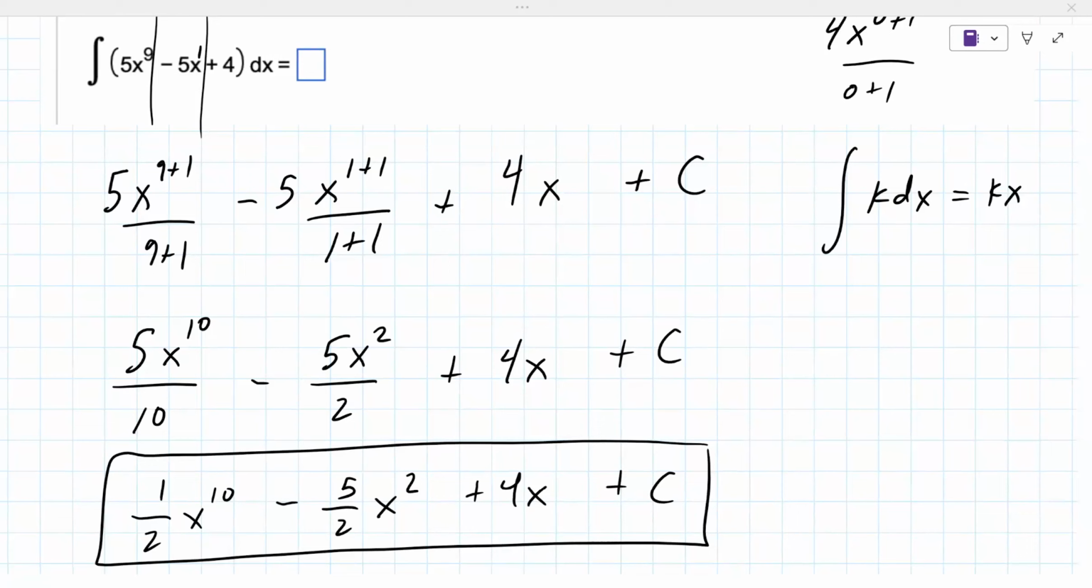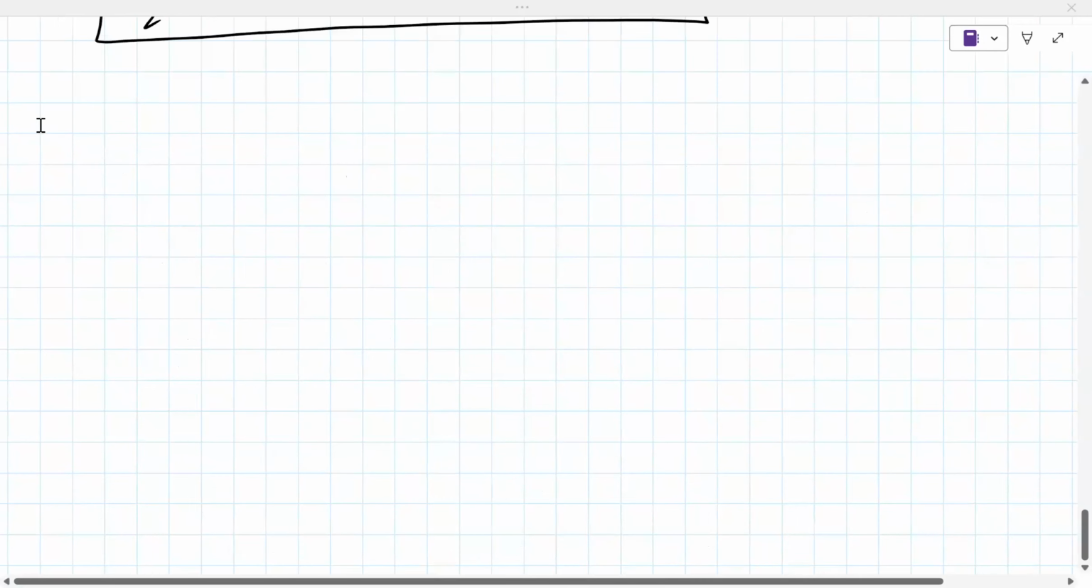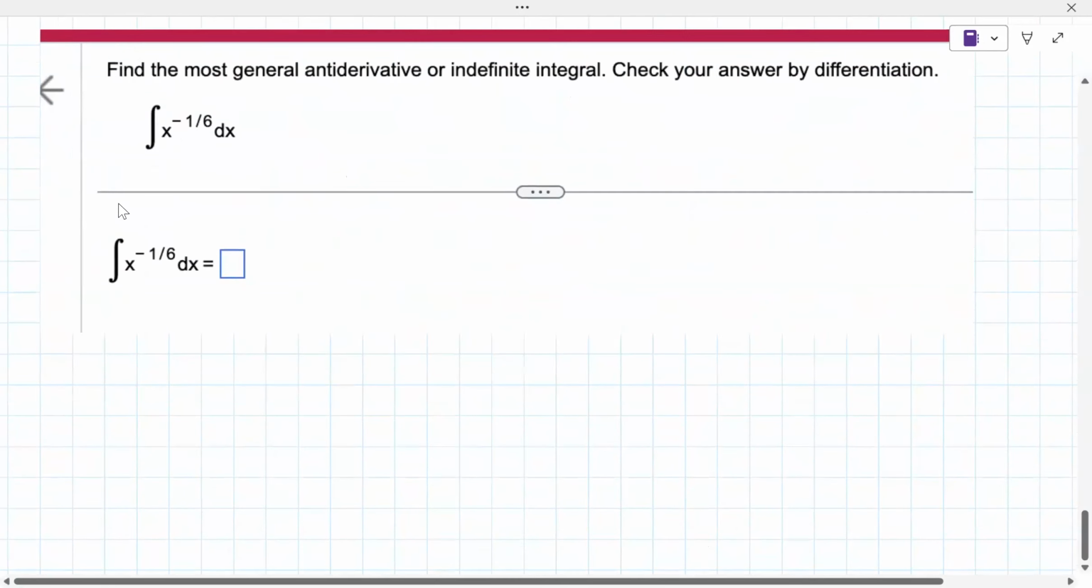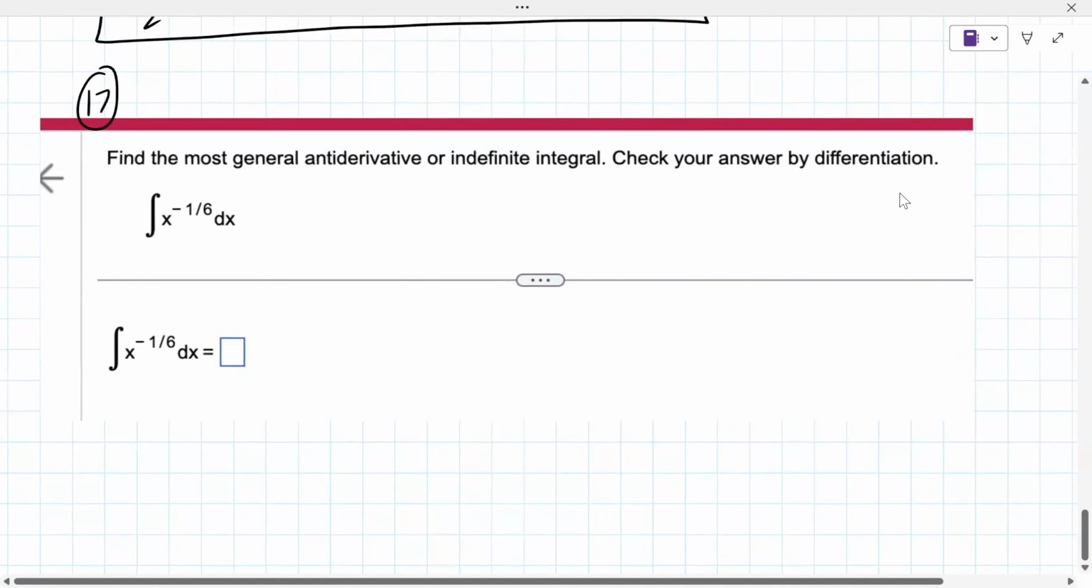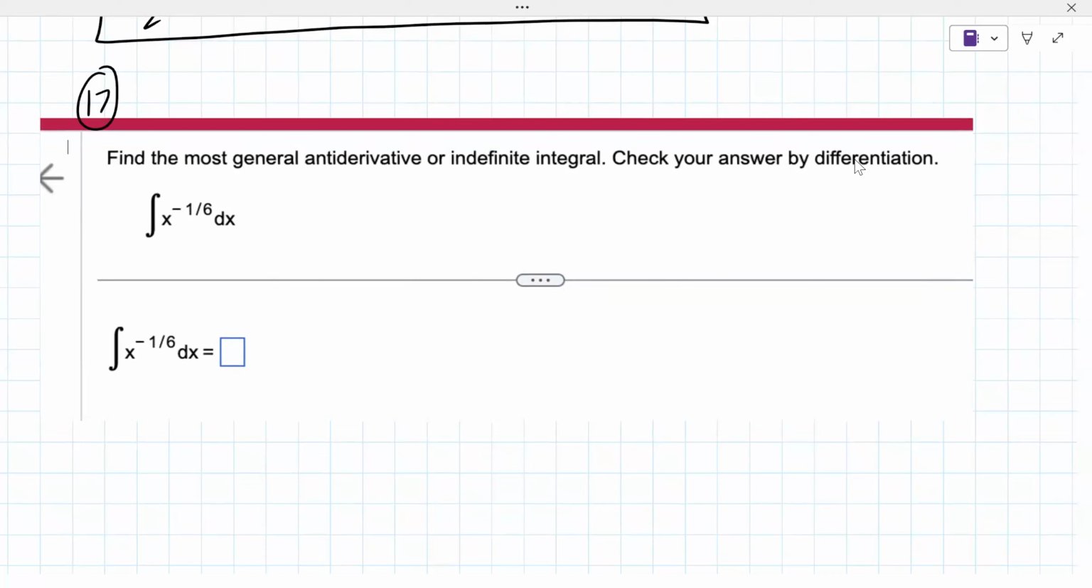All right, number 17. Look at that next. So I am ignoring this whole part where it says to check your answer by differentiation. What that means though is you can take your answer and take the derivative of it, and you should get back to the original.